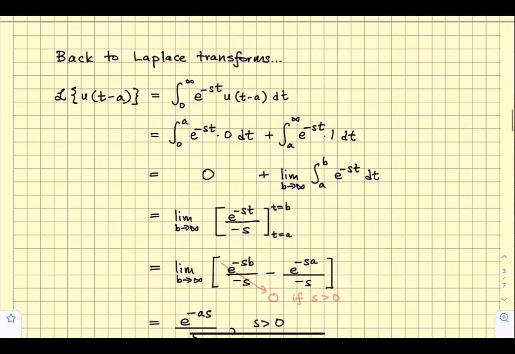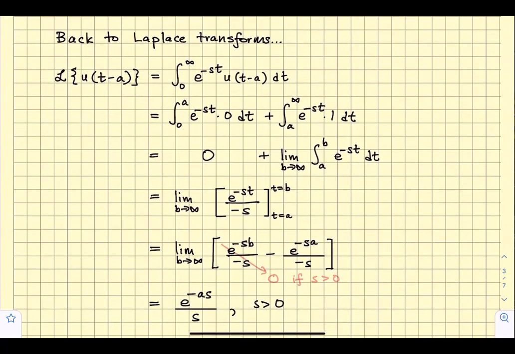So back to Laplace transforms. Let's take the Laplace transform of the unit step that turns on at time a, so the Laplace transform of u of t minus a. Now from the integral definition, this is the integral from 0 to infinity of e to the minus st times u of t minus a dt.